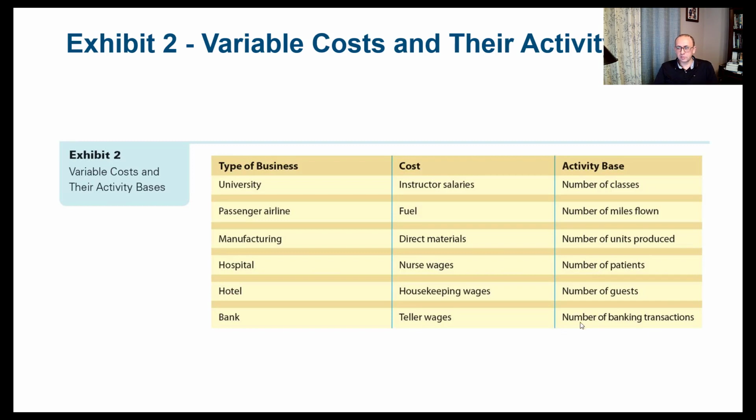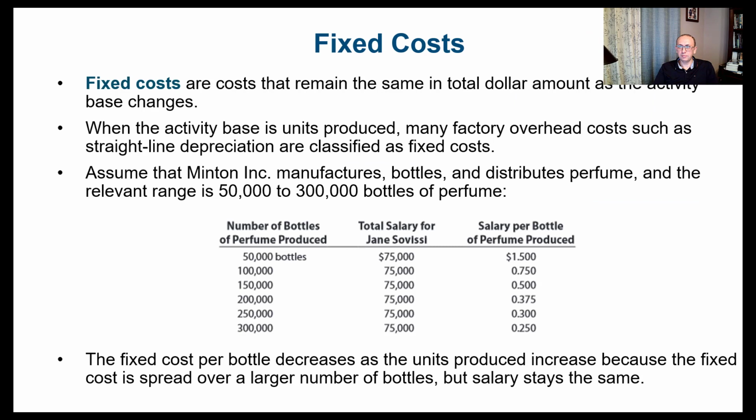Of course, there are some variations, but here we assume that these are all examples of variable costs. Now let's compare that to fixed cost. So fixed costs are costs that remain the same in total dollar amounts as the activity base changes. So in other words, it doesn't really matter whether we are producing 1 unit versus 100 versus 1,000. The amount of cost would be the same.